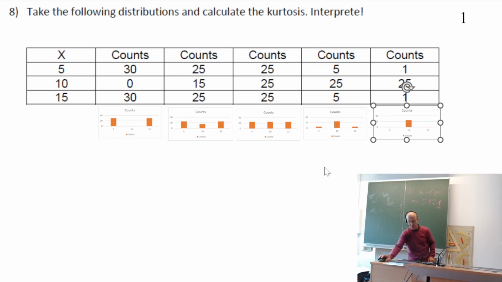So, and if we now would interpret the kurtosis as that you have many outliers. So which distribution here, from a graphic standpoint, would you think has many outliers? What would you think? Just by looking at it without calculating it.